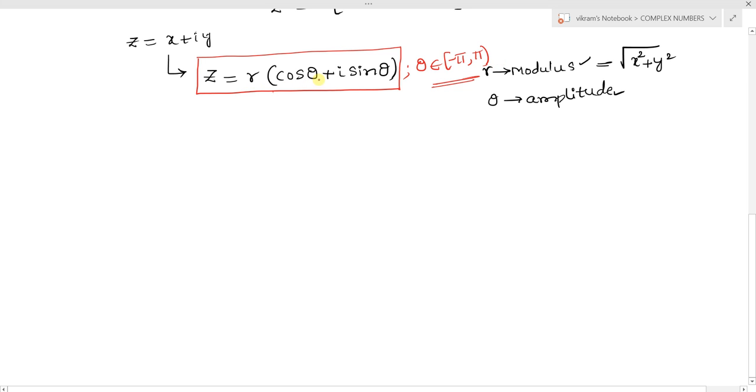Why? Because theta is the amplitude and it must have a unique value. That unique value is defined from minus pi to plus pi. Any complex number is in the form z equals r times cos theta plus i sin theta, where r is called the modulus.